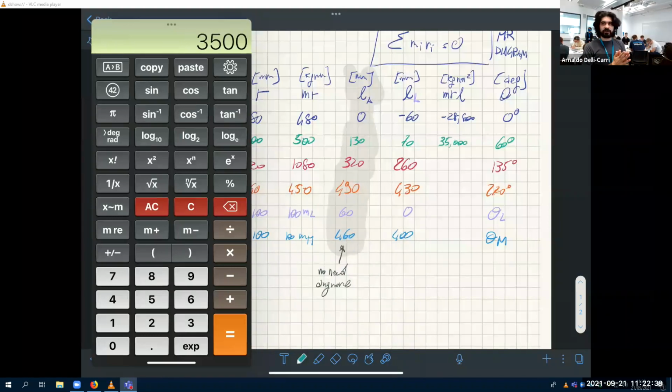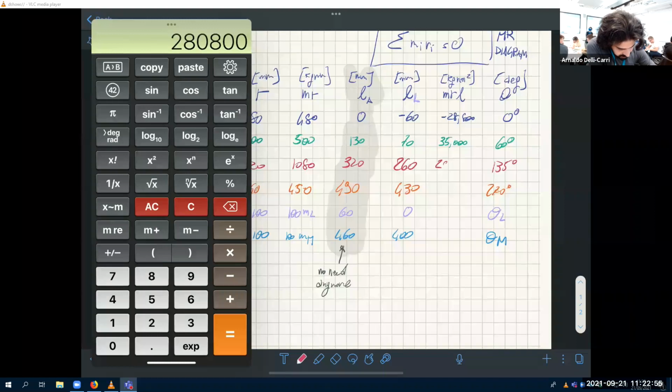Guys, please check my calculations as well. I know I'm using a calculator, but I'm also doing this very fast, so I might be wrong. So this is 1080 times 260. 1080 times 260 is 280,800. And then this is 450 times 430. 193,500. This is 0. Oh, there you go.